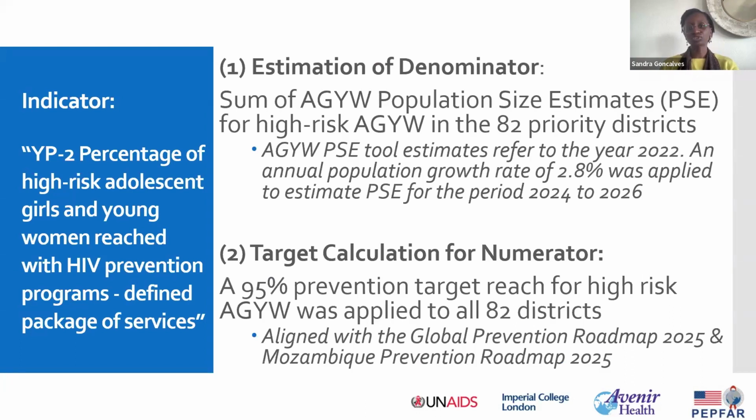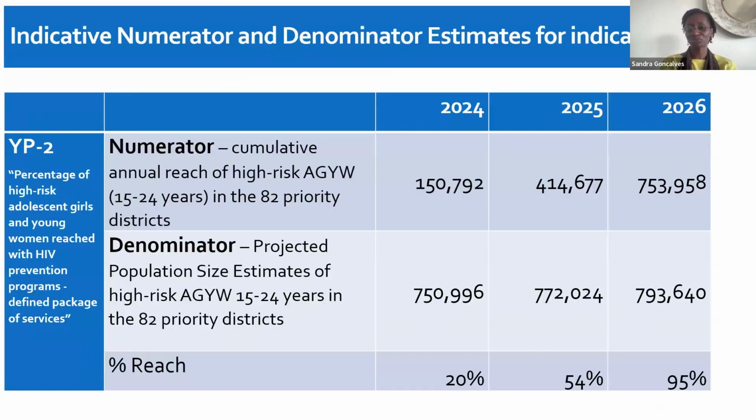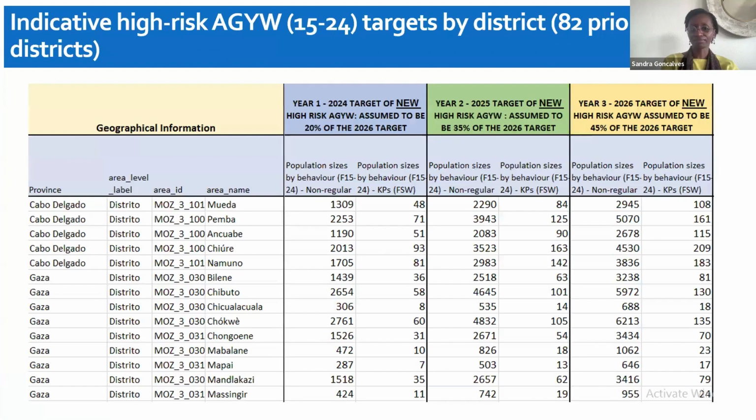We basically just used the tool to estimate the denominator, which is the sum of all the 82 priority districts. And for the numerator, which is the target reach, this was a 95% target reach based on the global prevention roadmap. So basically, this is showing the district targets, which is another advantage of the tool because it allows programs to see what the targets are at district level.